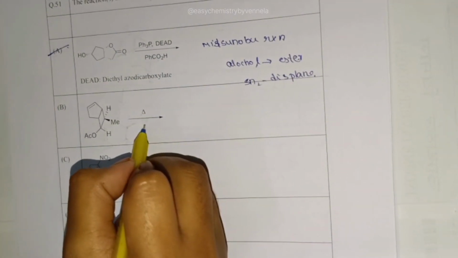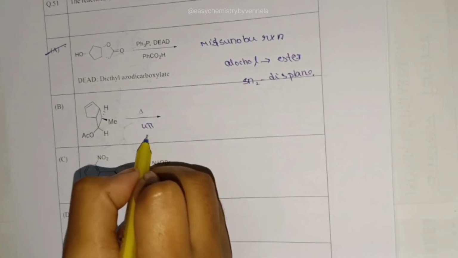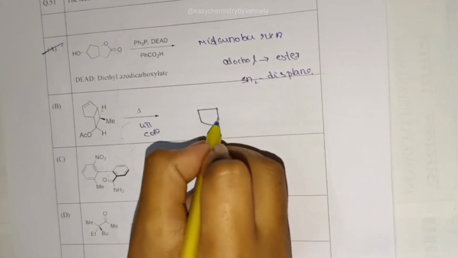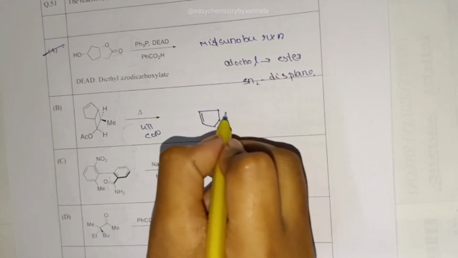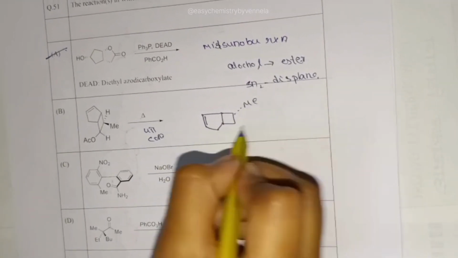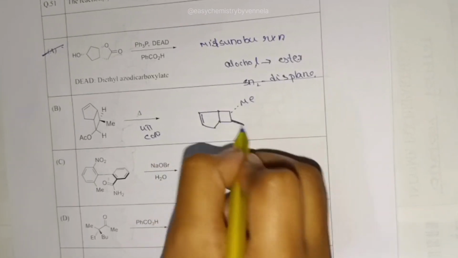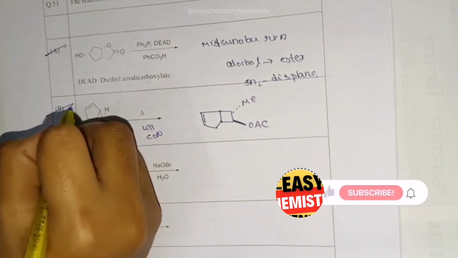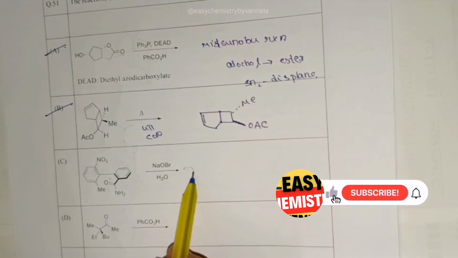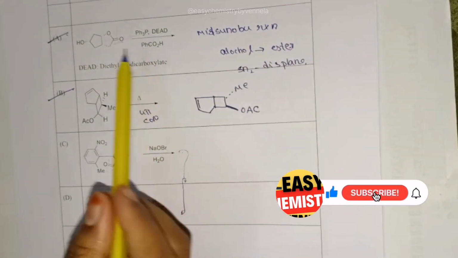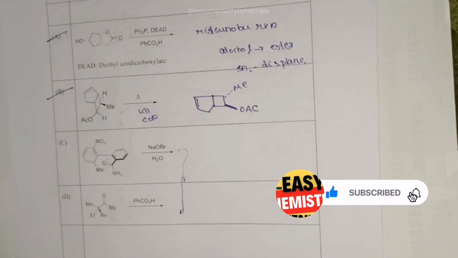Next one. This is also correct because it has a 4n pi electron system, so the reaction will take place and give a product like this. Methyl OAc. So this is also a correct statement. These two do not give inversion of configuration. So the correct options are A and B.